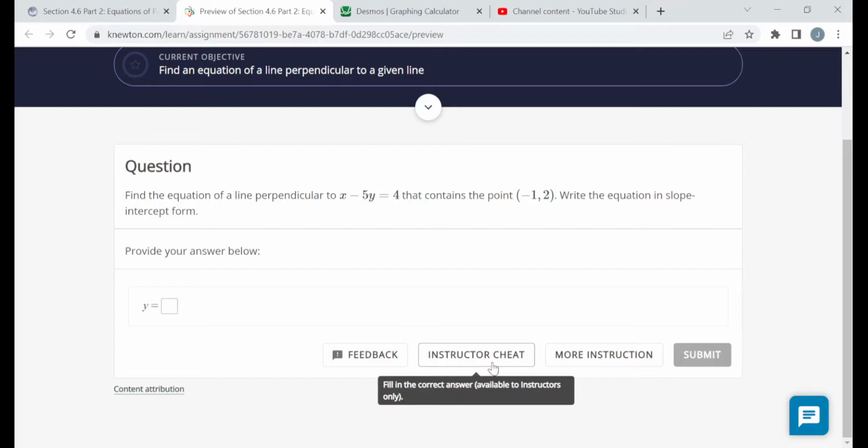That's for instructors only. But you will have a more instruction button. If you're ever struggling with a topic or a question, click on this and you'll be taken to a page with some reading or videos to study, and then you'll be given questions related to that instruction, and completing those questions is another way to progress through the assignment.